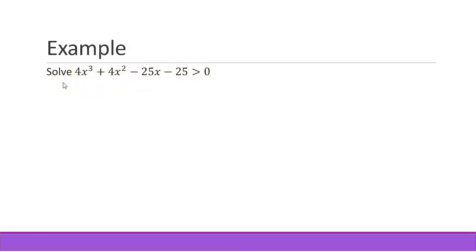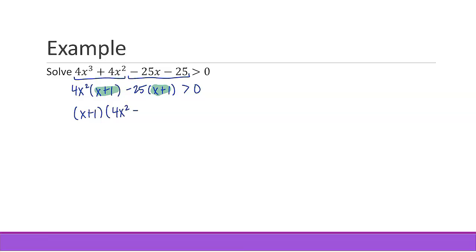And because we have 4 terms, we're going to go ahead and apply factor by grouping. So we can factor out a 4x squared, and we're left with x plus 1. We can factor out a negative 25, and we're left with x plus 1. We'll pull out the common factor, which is x plus 1. And we have a 4x squared left from the first term, and a minus 25 left from the second term.